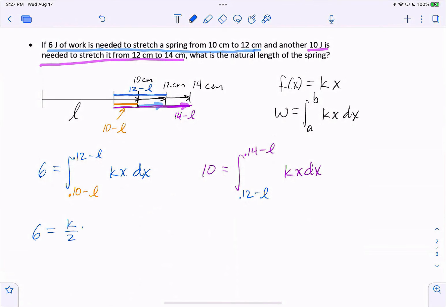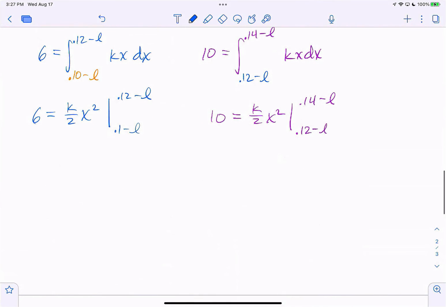6 is equal to k over 2 x squared, and that gets evaluated from 0.1 minus L to 0.12 minus L. Likewise, 10 is equal to k over 2 x squared, evaluated from 0.12 minus L to 0.14 minus L. And so for the first one, 6 is equal to k over 2 times the quantity 0.12 minus L squared minus the quantity 0.1 minus L squared.